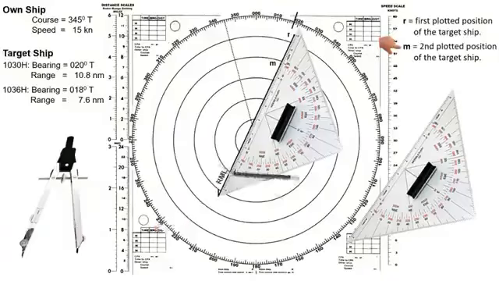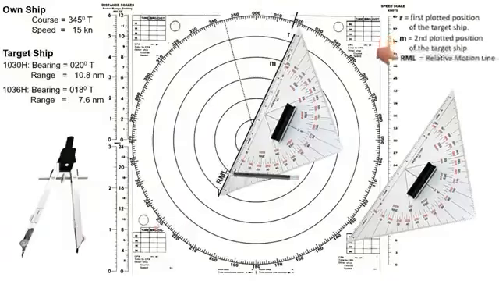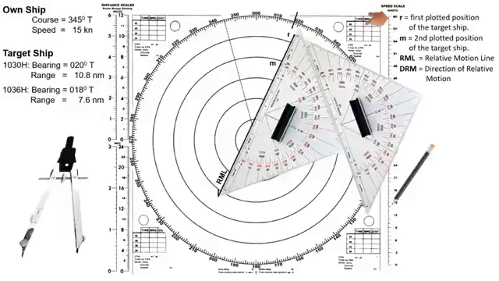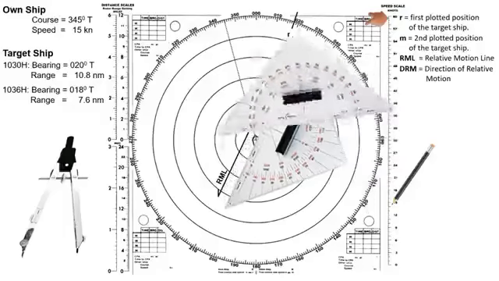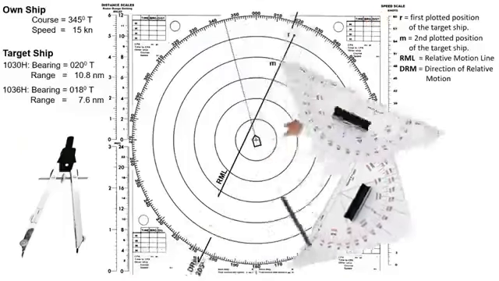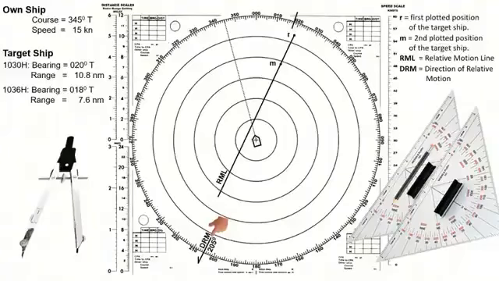Label this line with RML, which refers to relative motion line. This line corresponds to the target's relative vector as seen on the radar. To determine the direction of this line, known as DRM, or the direction of the target's relative motion, drag the triangle towards the center of the plotting sheet, and find the direction below. The DRM is 205 degrees.